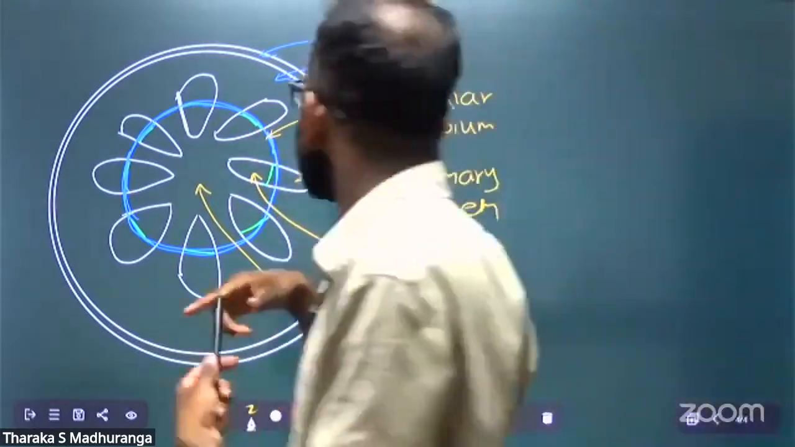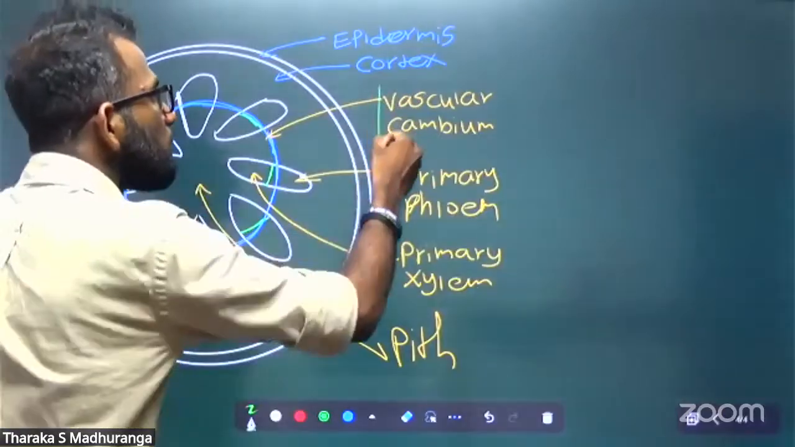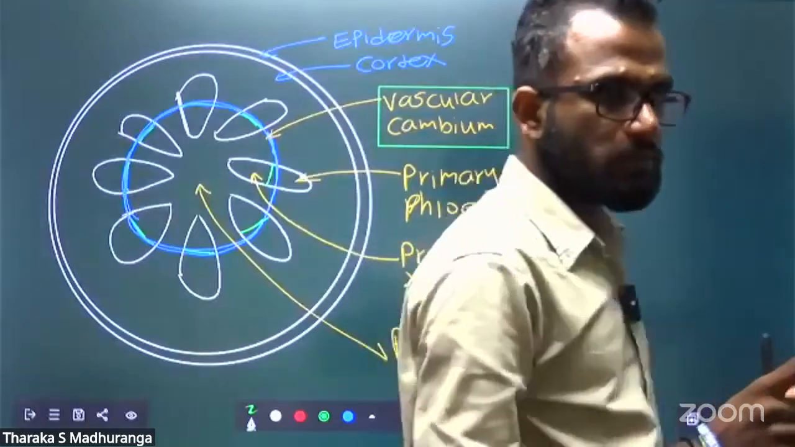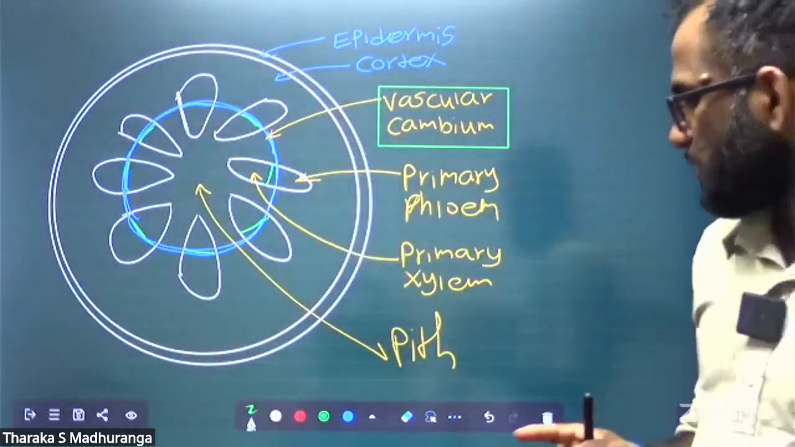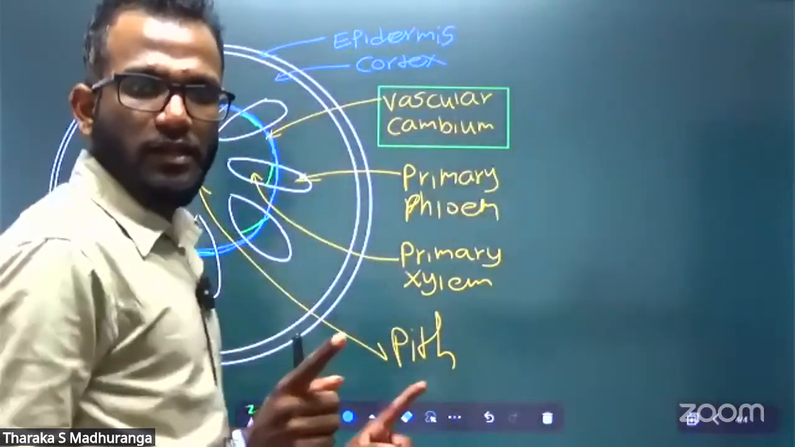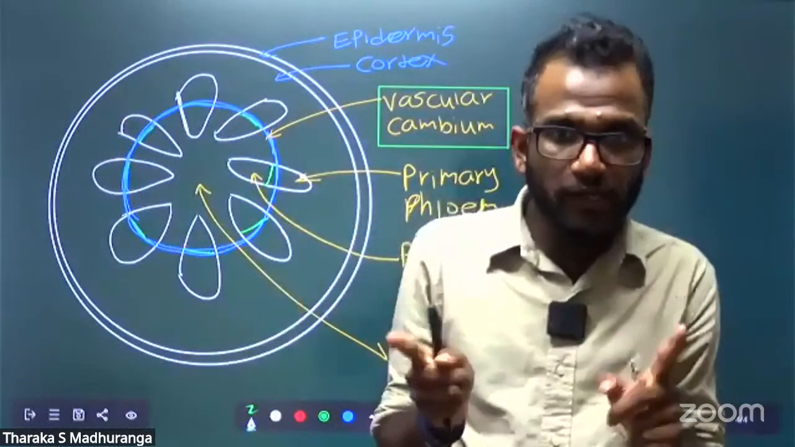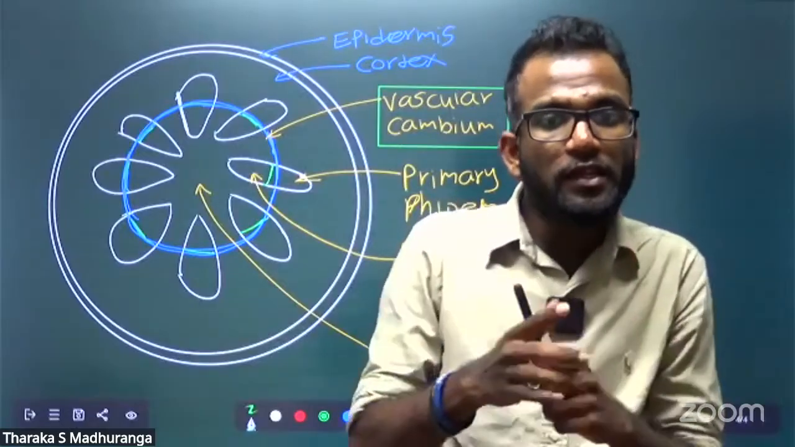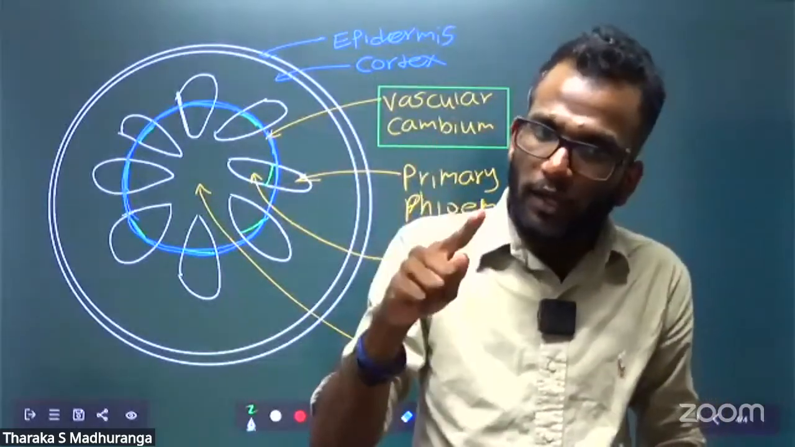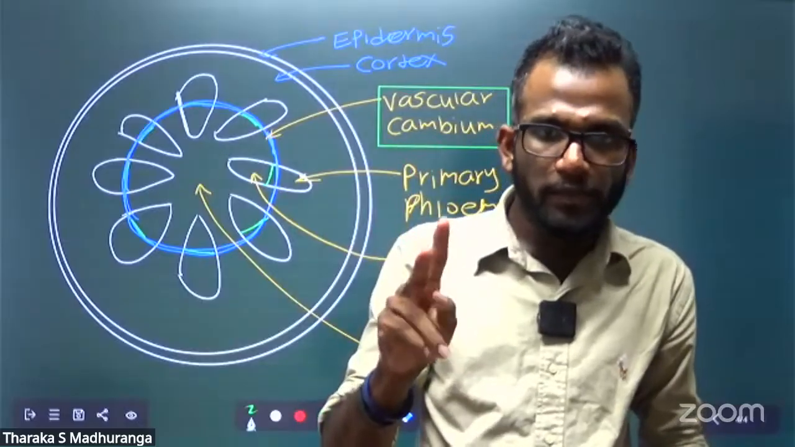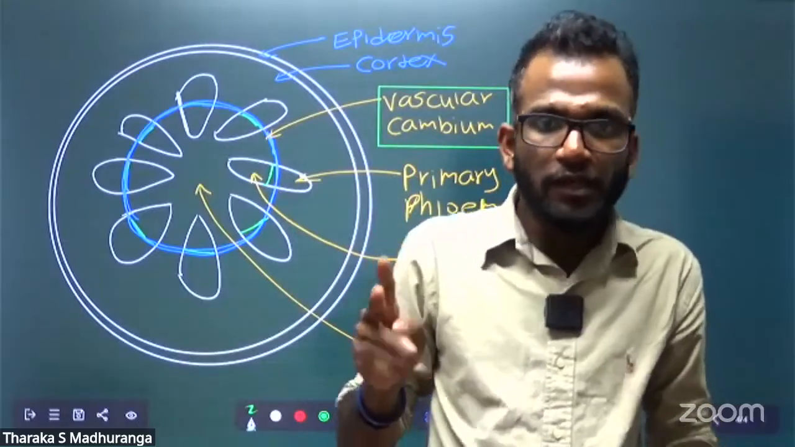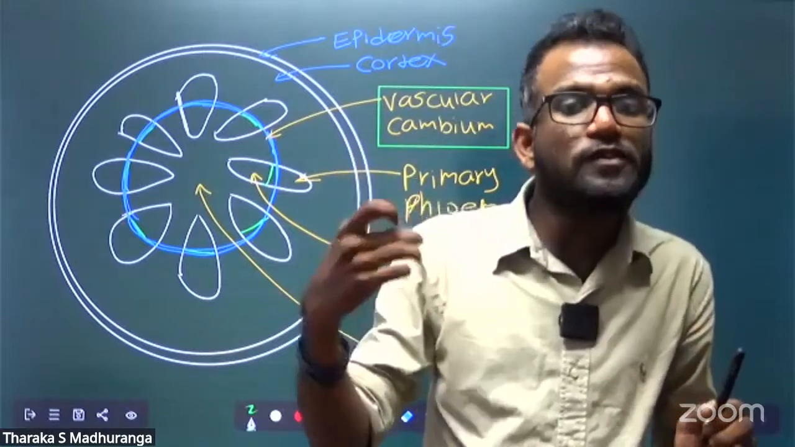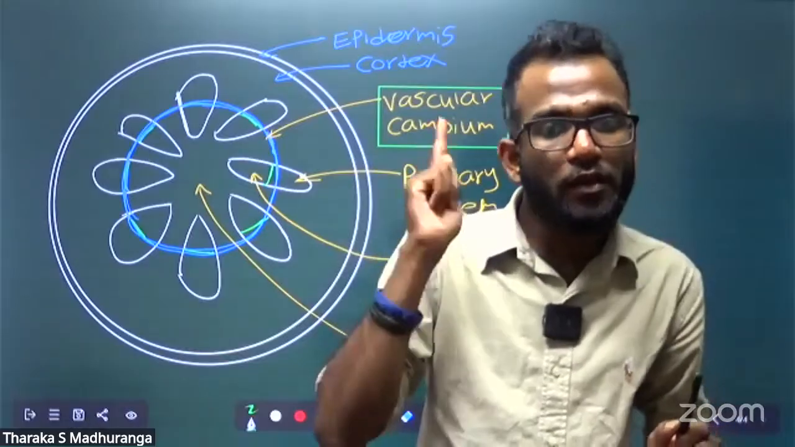Then what new cell is forming? Vascular cambium is forming. Okay, in the lesson I told you, in the secondary growth of the plant stem, what are the new tissues forming? Vascular cambium and cork cambium. They are the main tissues. The exam always asks: in the secondary growth of the plant stem, which tissues are forming? Vascular cambium tissue and cork cambium tissue.